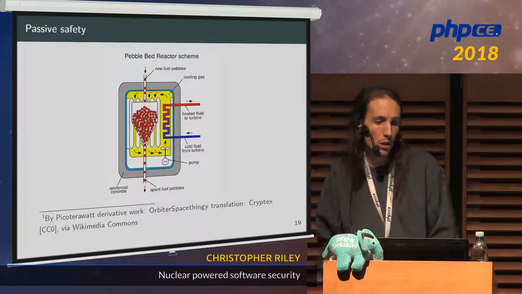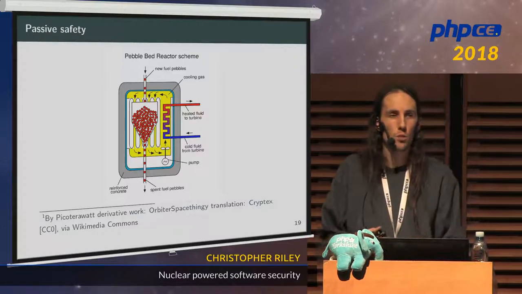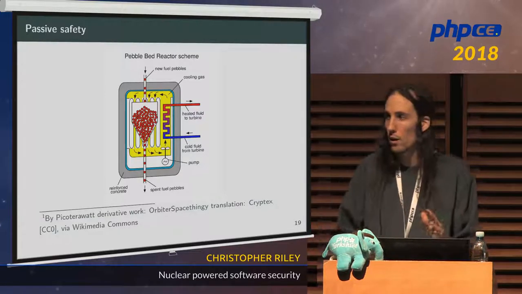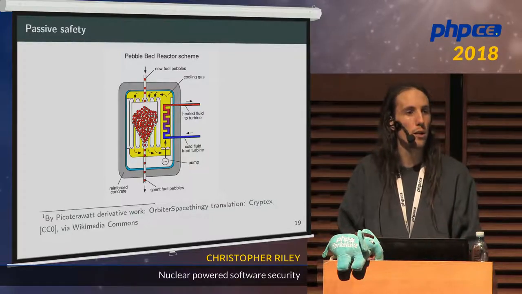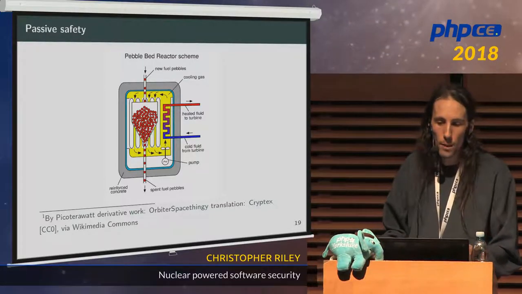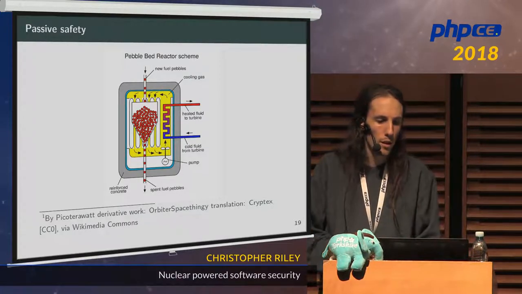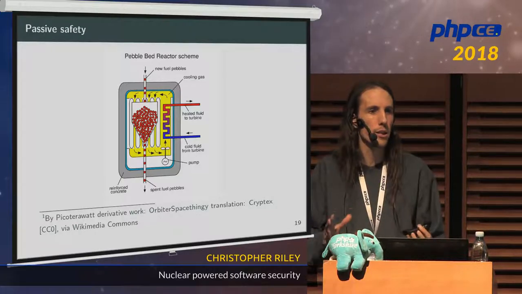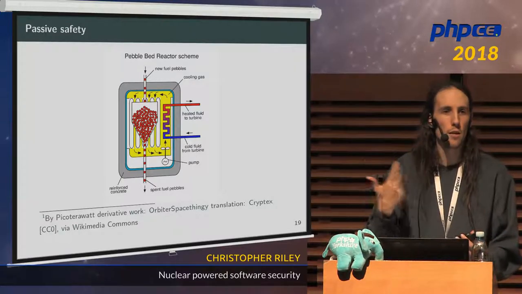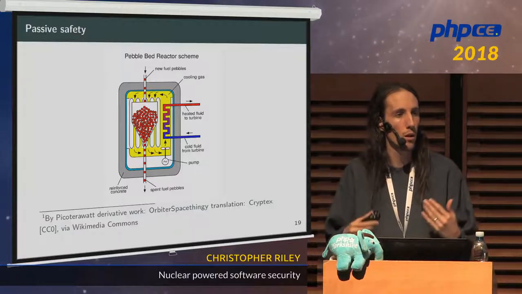Now, to contrast that, there are some newer designs of reactor which aren't in service yet. They're newer designs, which we're going to be bringing in over the next few decades, I imagine. For example, this one that's on the slide is called a pebble bed reactor. Now, if you remember the diagram from the beginning slide, you had the fuel rods, which were contained in a metal container to keep the fuel safe.